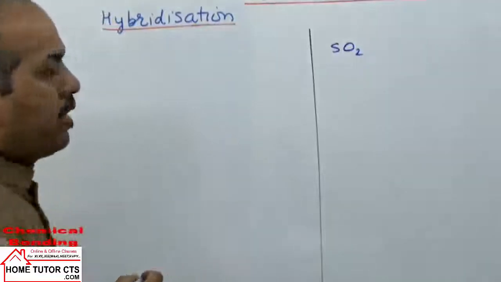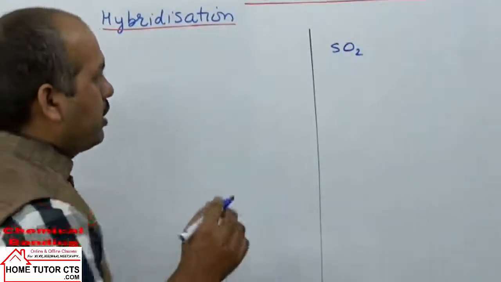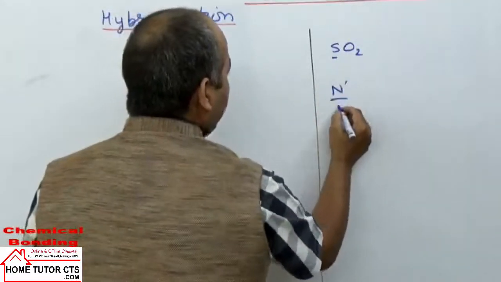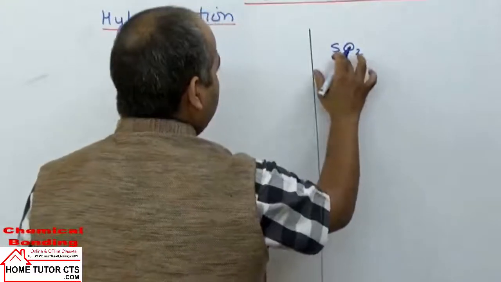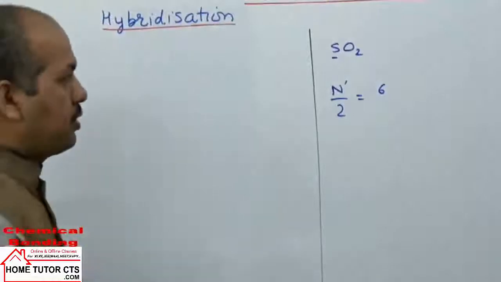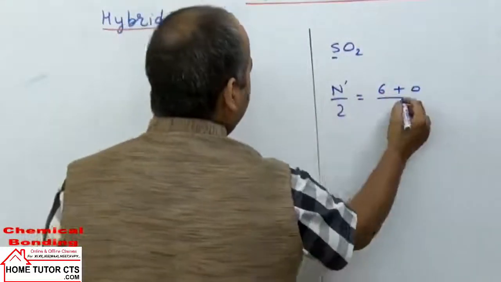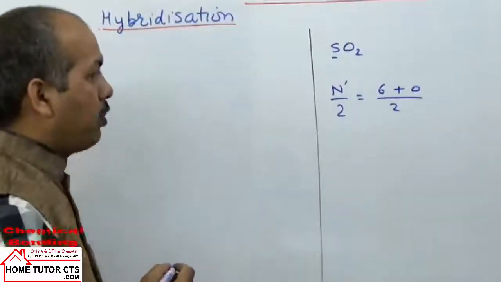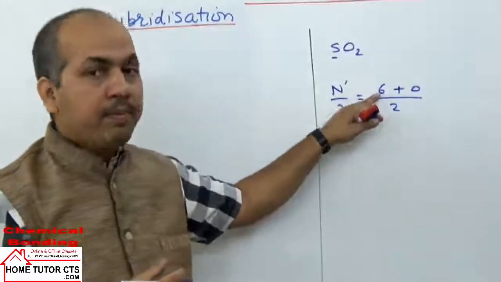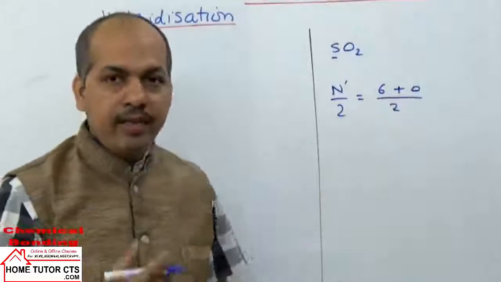In this case, can you tell the hybridization and geometry, meaning shape? Sulfur is the central atom. We find the value of n dash by 2. Sulfur central atom has 6 valence shell electrons, plus number of monovalent atoms; oxygen is divalent, so leave it.